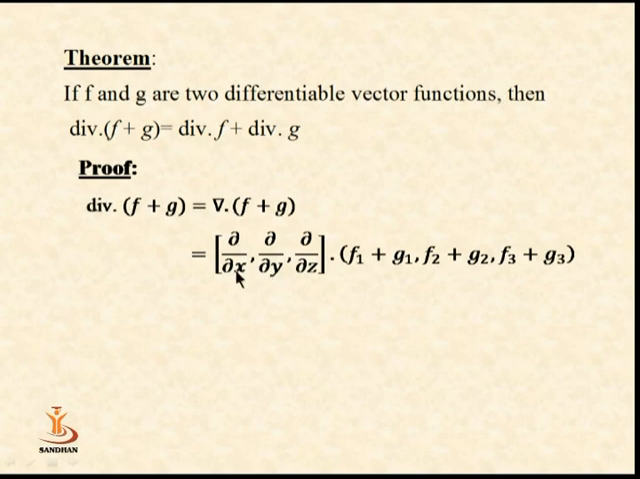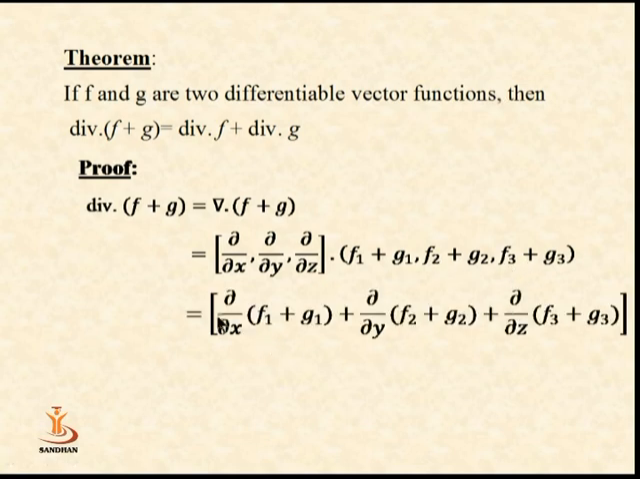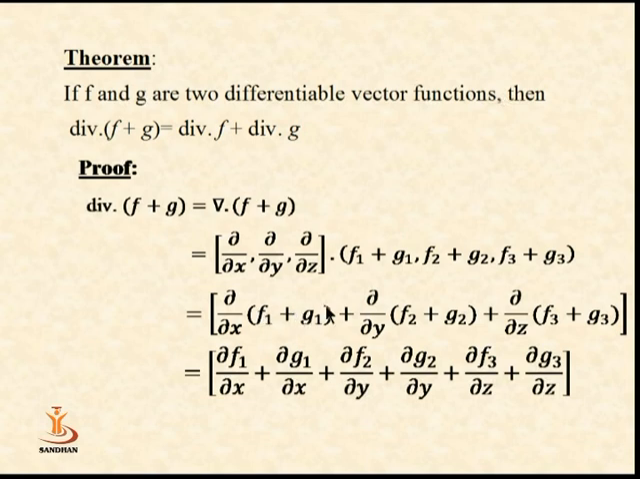Then we get del by del x of (f1 plus g1), plus del by del y of (f2 plus g2), plus del by del z of (f3 plus g3). Again we apply the rules of differentiation of a sum of two functions. So here we get del f1 upon del x plus del g1 upon del x.